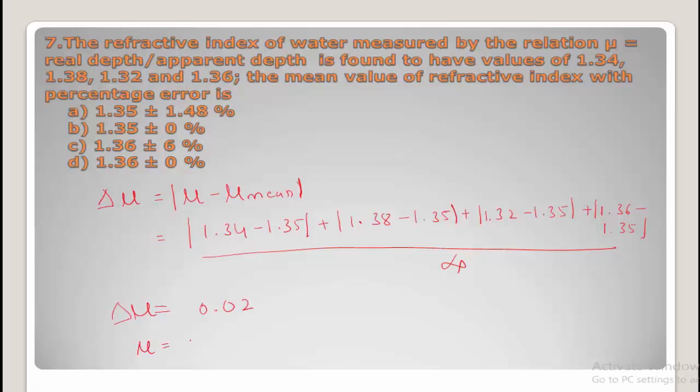Already we know that mu is nothing but 1.35. Now to find the percentage error, delta mu by mu into 100. So delta mu value is 0.02 divided by mu is 1.35 into 100. So simplify this, you will get the answer 1.48. 1.48, it means option A is the right answer.